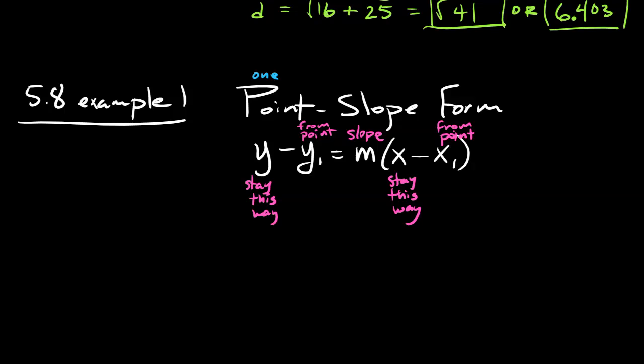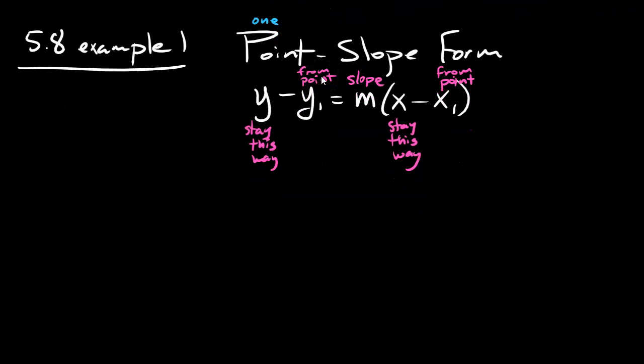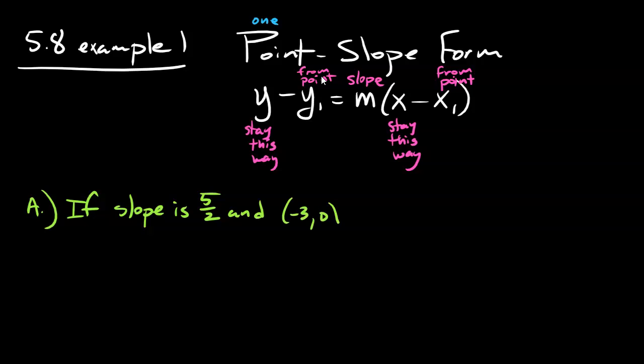So here's how a question would be written. I don't even know if I want to write out the whole problem because the directions are longer than the problem. The directions are to write the answer in point-slope form. If you're given the slope is 5/2 and it goes through the point -3, 0. So we're basically just going to fill in these numbers.